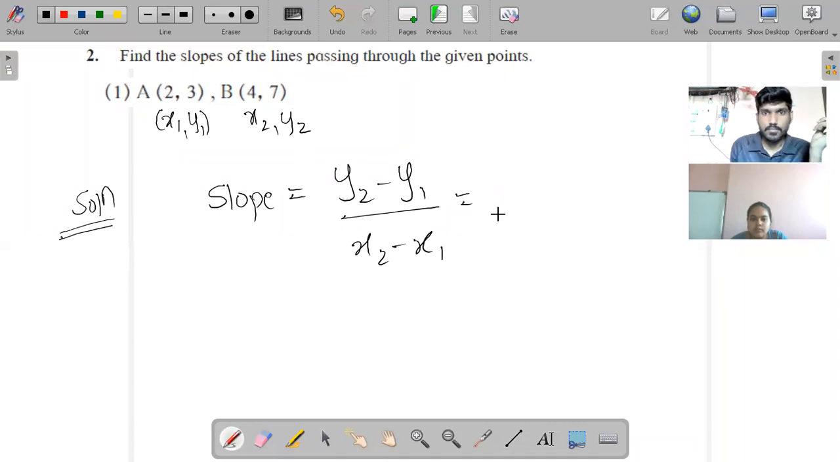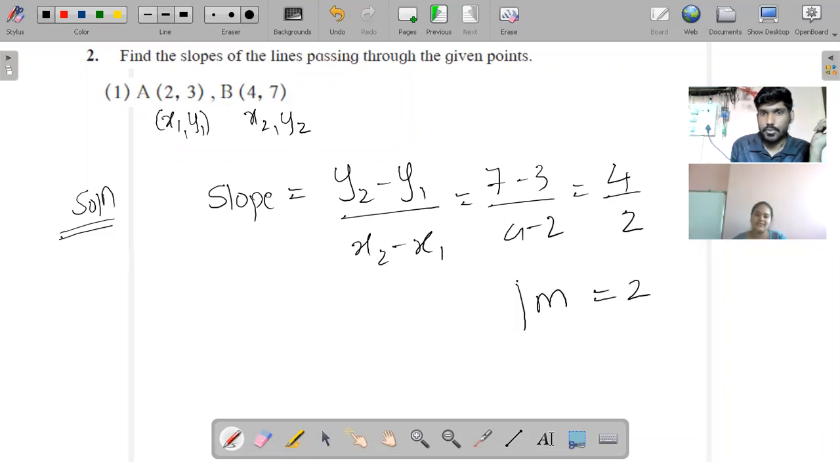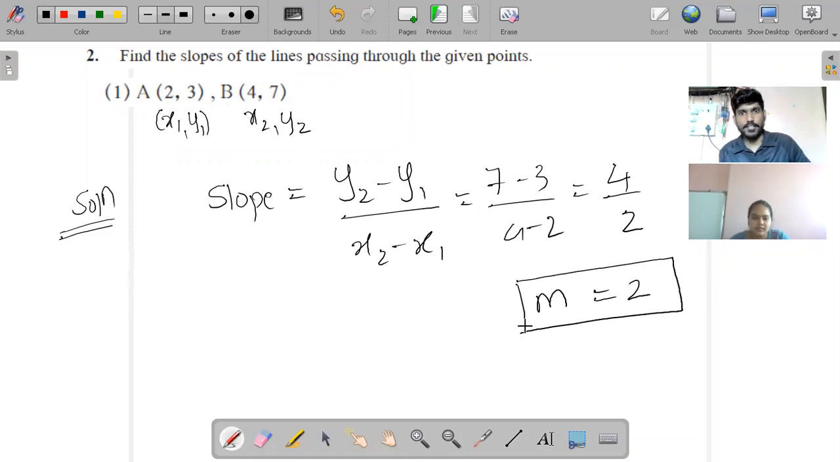7 minus 3 upon 4 minus 2. How much is 7 minus 3? 4 upon 2, which is 2. So m is equal to 2. Okay, write this down.